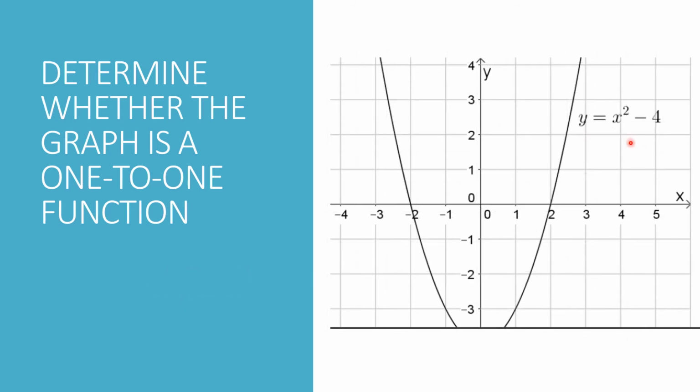How about the function y is equal to x squared minus 4? Let's try the vertical line test. Again, it does not touch more than one point ito sa ating graph. So, how about the horizontal line test? For the horizontal line test, on every part of the graph, it touches 2 points. So, therefore, the graph is not a one-to-one function.